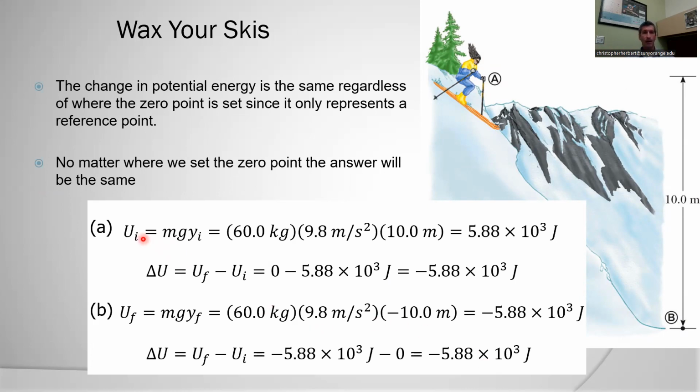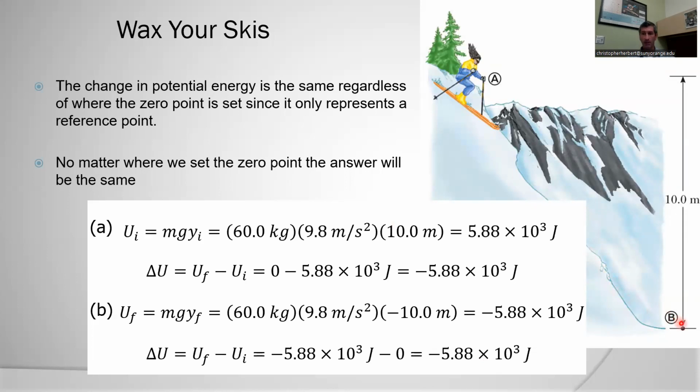So for instance, again, calling out our initial point as having positive potential energy and the base of the hill has 0 potential energy. I would say that my initial potential energy is mass times acceleration of gravity times the height from the base of the hill. That gives me 5.88 times 10 to the 3 joules. Her mass is 60 kilograms. Acceleration is 9.8. The hill is 10 meters tall. So that is my initial potential energy.